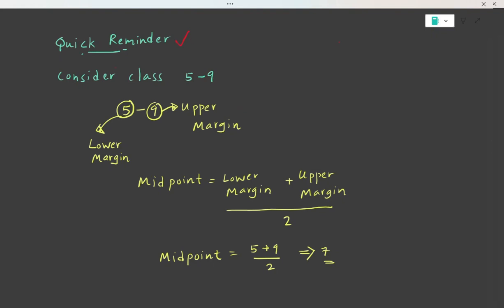Quick reminder, if we consider the class 5 to 9, here 5 is the lower margin and 9 is the upper margin. To find the midpoint, we add the lower margin to the upper margin and divide the whole thing by 2. So in this case, the midpoint is equal to 5 plus 9 divided by 2, and it's 7.